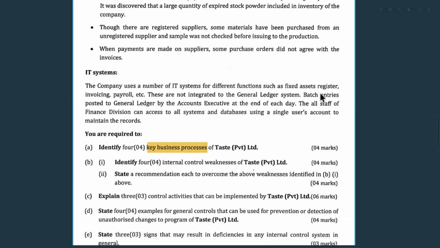But it's not part of the double entry or general ledger. It's a separate control system. Having a fixed asset register is a control. Right. So especially they have created some IT systems for different functions. To operate a fixed asset register, they have IT systems. Good. As well as for the invoicing, they have IT systems, and to run the payroll, and these are not integrated to the general ledger systems.